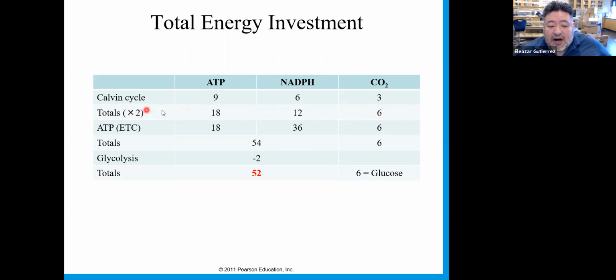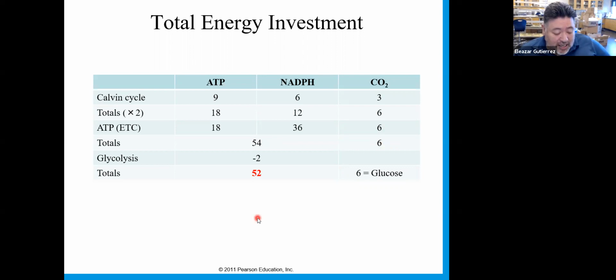There, we have the 6 carbons that we're going to end up using in sugar. Now we have to convert all this into ATP. Well, the ATP just carries forward, but if you forget, in respiration we said that the NADPH carrier produces about 3 ATPs. So we're going to take 12, multiply it times 3, and this 12 NADPH is equal to 36 ATPs. The 6 just carries forward. What are the totals? 18 plus 36 is 54.